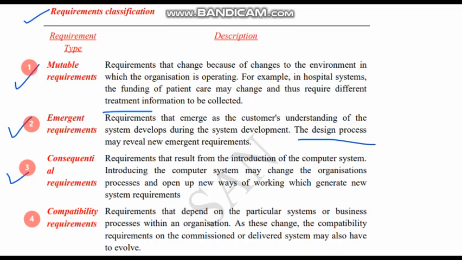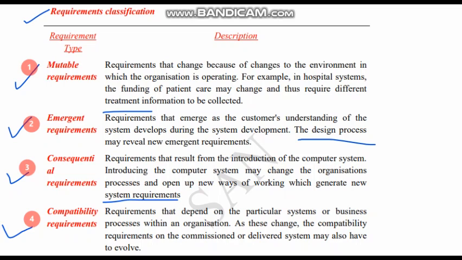So let us see the third one. So it is consequential requirements. Okay. So what do you mean by consequential? See, it's given here. Requirements that result from the introduction of a computer system. Okay. So along with the introduction of the software or the system, you will get this kind of information. Sometimes it may change the organization process and open up new ways of working which generate new system requirements. So it means that at the time of collection of requirements, the customer is giving you some requirements, but depending upon the organizational needs, the system requirements may change. It means the development team has to decide how to take these requirements which are being given by the customer. So those types of requirements are called consequential requirements.